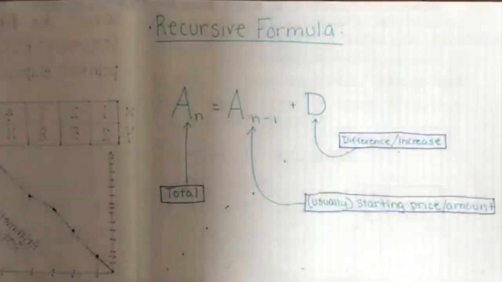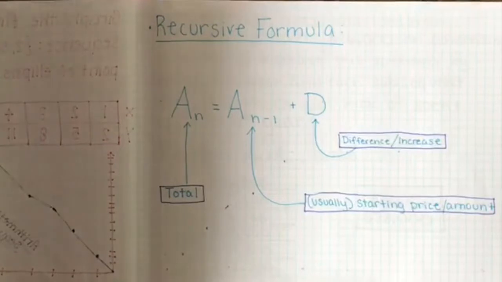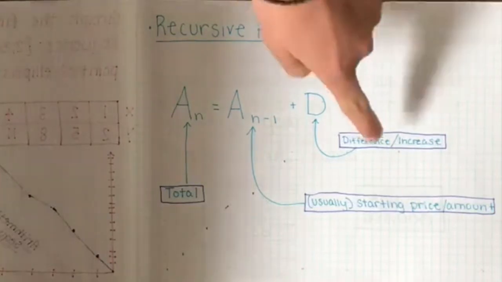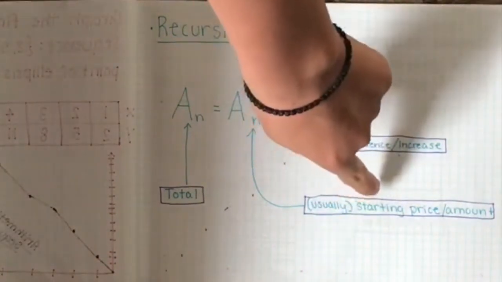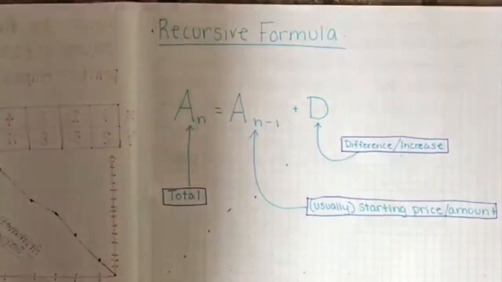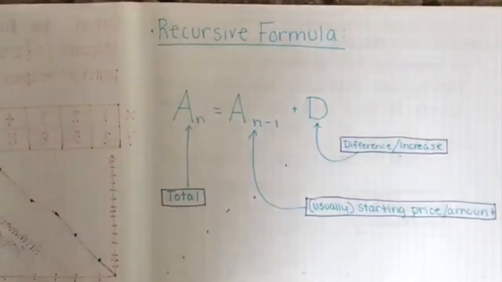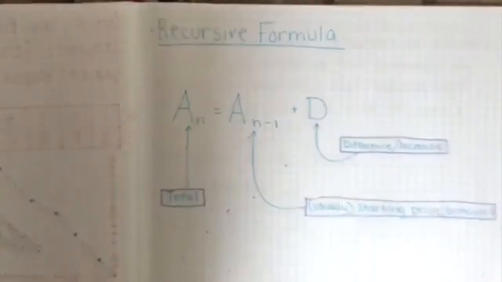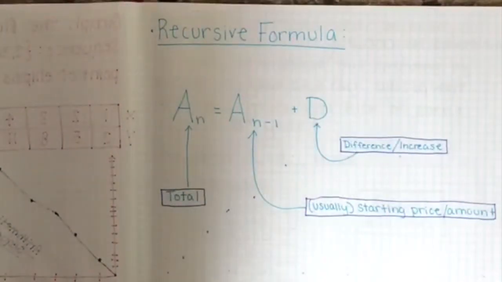The next thing I'm going to show you guys is the recursive formula. The recursive formula is as follows. A sub n equals a sub n minus 1 plus d, where a sub n represents the total amount. A sub n minus 1 usually, and in the examples I'm going to show you, will show the starting price or the amount that you start with. And d will show the difference or the amount that these examples want to increase by. Let's do an example of this.